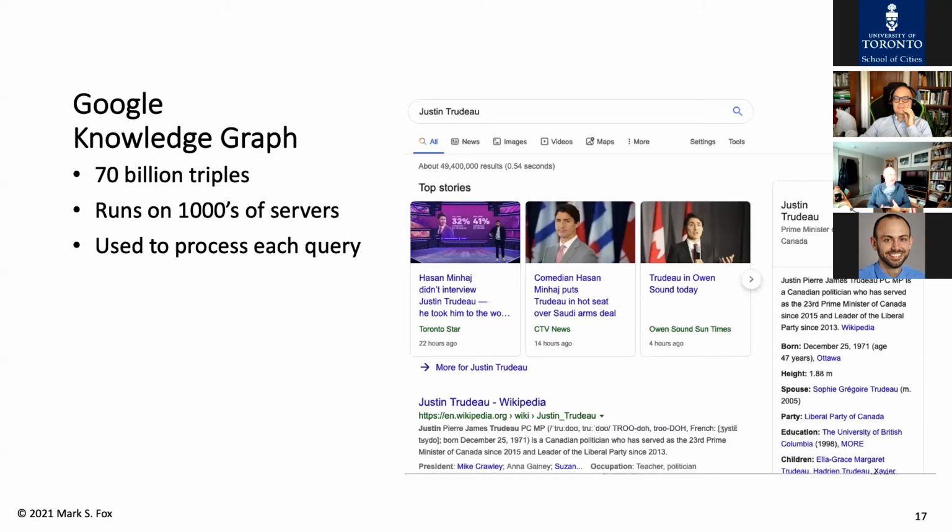Google maintains a knowledge graph that contains over 70 billion triples. A triple is one node with an arc leading to another node in a knowledge graph. So basically 70 billion arcs with a node at each end, running over thousands of servers, which is then used to represent knowledge about millions, if not billions, of entities out there, such as politicians like Justin Trudeau. And it queries the knowledge graph to pull in the information that's put in that sidebar. That knowledge graph is built by going through web pages all around the world and extracting bits of information and putting it into the knowledge graph.